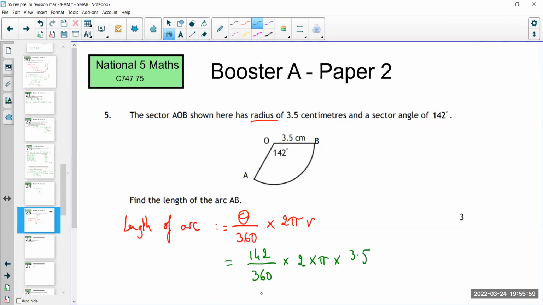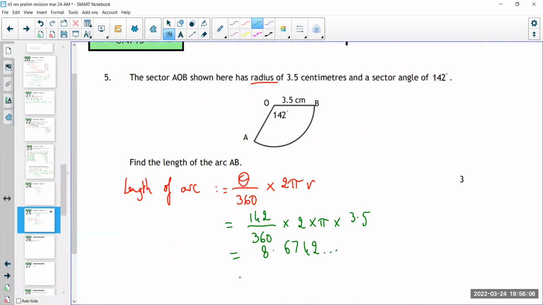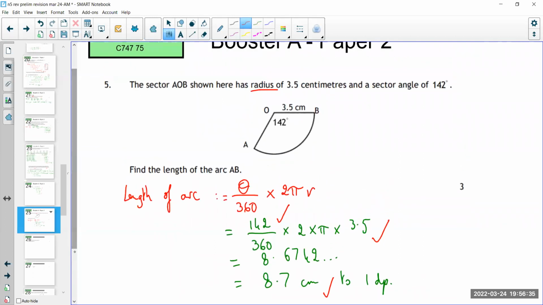Plug that in your calculator, and that gives you 8.6742, which you can round to 8.7 centimeter to 1 decimal place. And this time, because it's the length, you need to put the unit. For your marks, angle put together, formula replace, answer given correctly. 3 marks.